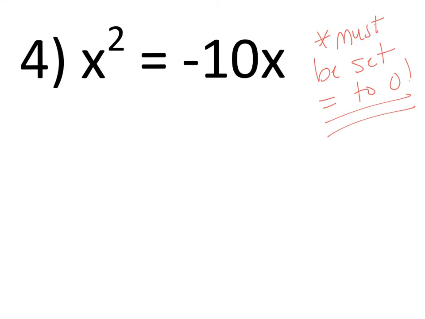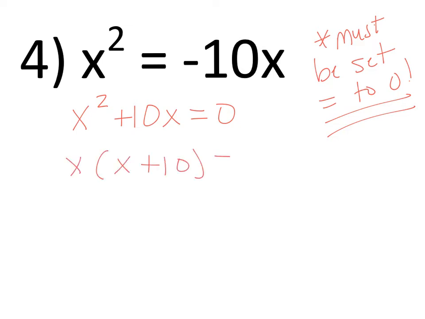So I'm going to set this equal to 0 by adding the 10x over, so I'm going to have x squared plus 10x equals 0. Again, I'm setting equal to 0 first, and now we're going to pull the GCF, and then we're going to set each factor equal to 0. Zero product property: set each part equal to 0.